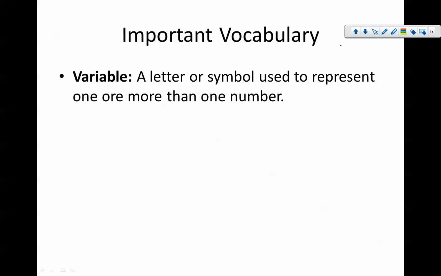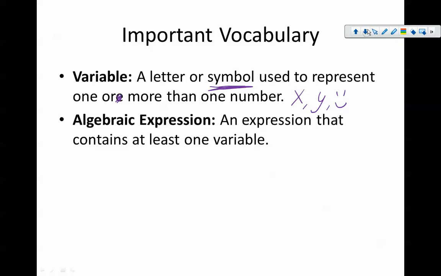So let's start by looking at some important vocabulary. First is that we understand what a variable is. That is a letter or symbol used to represent one or more than one number. So this could be an X or a Y, but it can be symbols too. It doesn't have to be a letter, right? We could replace something with a smiley face, and the smiley face can represent a number or even an expression. So a variable is a placeholder. A letter or a symbol that is a placeholder for something else.